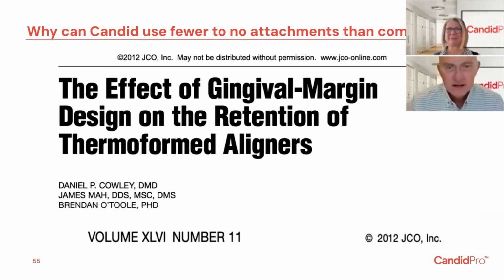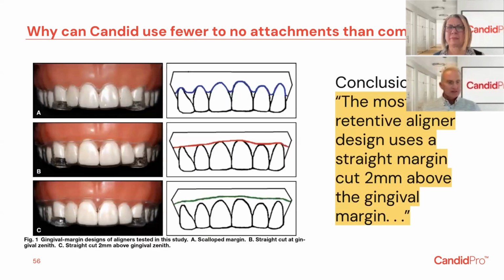I didn't mean to pass this up, but I just want to share with you this study, and it's an old study. It was done in 2012 when it talked about the gingival margin design of aligners. What trim design is more effective than others? This is taken straight from the study, and here's our conclusion.